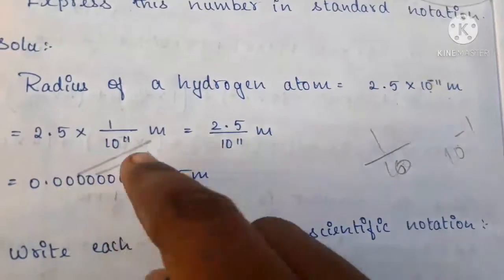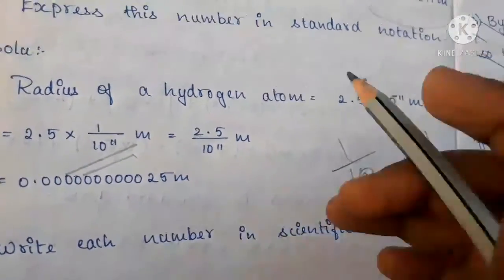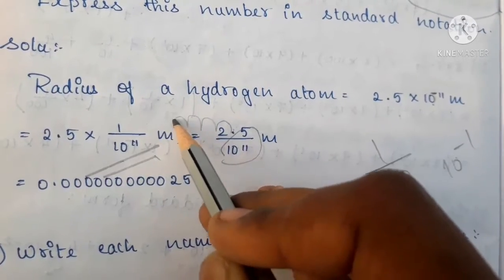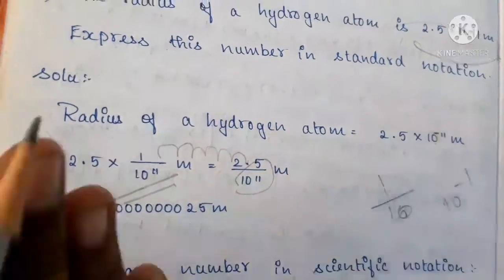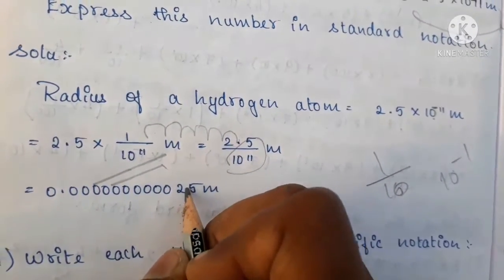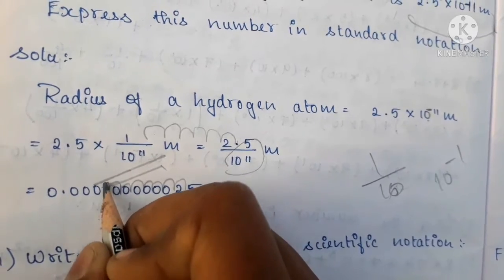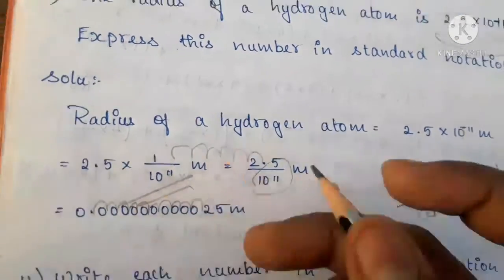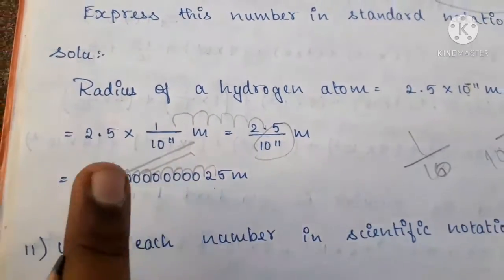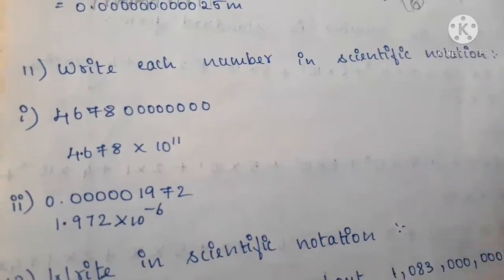When you multiply this, you can put 2.5 by 10 power 11 meter. So 10 power 11 means 11 times you should move the point from right to left. So here you can see, 1, 2, 3, 4, 5, 6, 7, 8, 9, 10, 11. That many zeros you should put in the middle and in the front. Okay, that's it. 11th one.